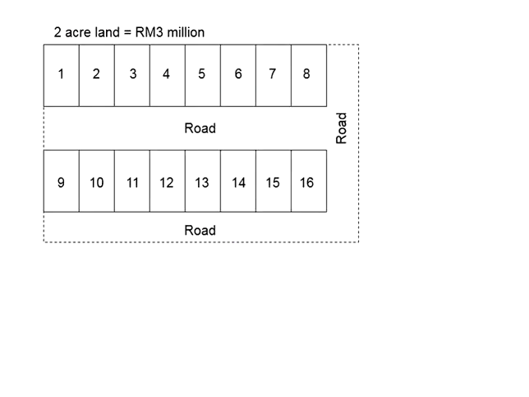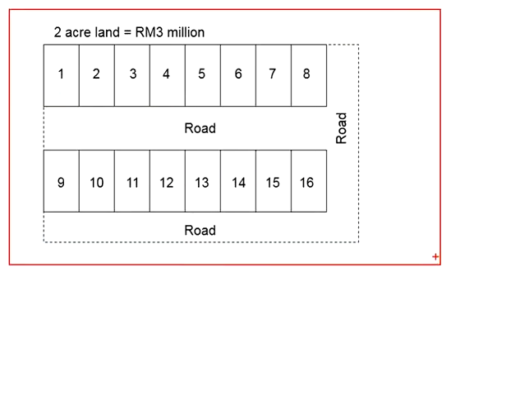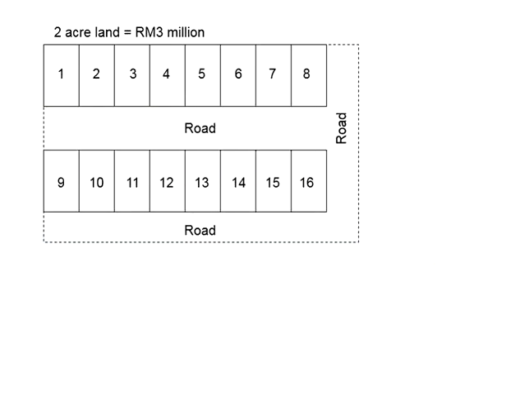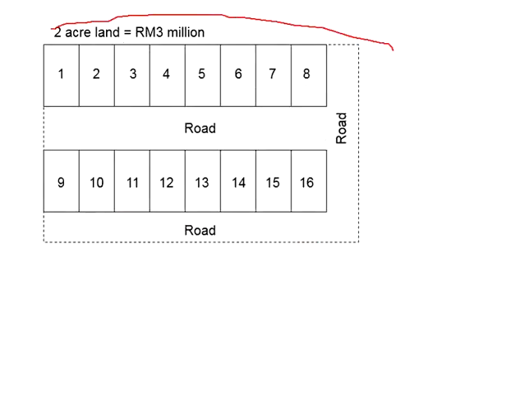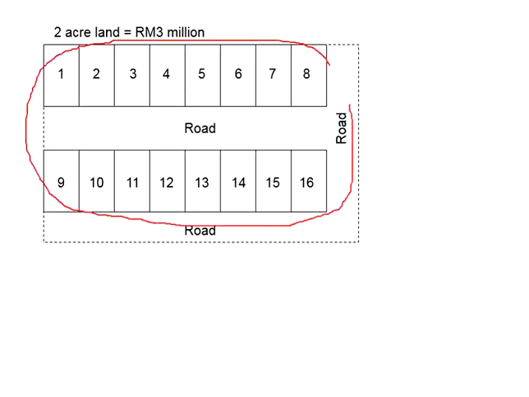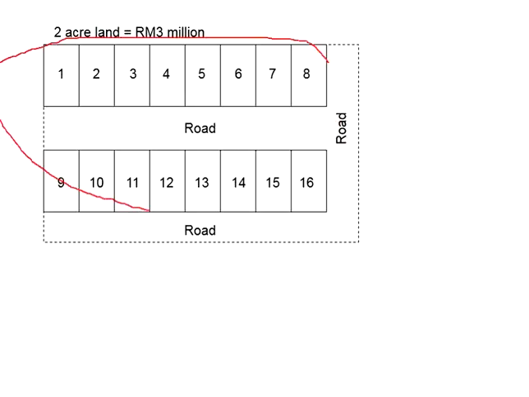Assuming that you have a development project of a total 16 units of residential house. The project is carried out in one single phase. That means you do everything at once. Before you enter the ground floor beam, you must first complete all the foundation works for all the units. Before you go to the first floor, you must complete all the ground floor of all the units.